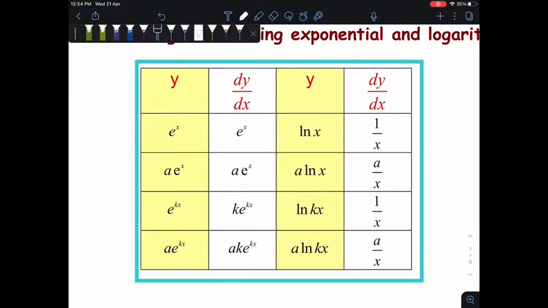E to the power of kx equals k e to the power of kx, and a e to the power of kx equals a times k e to the power of kx, and we will see this in the next examples. Okay, and you know, guys, the ln x, its derivative is 1 over x, and a ln x is a over x. If we would like to find the integral of 1 over x, it will be ln x. Integral of a to the power of x, for example, is a to the power of x over ln a, and the integral of 1 over x is ln kx, and so on. Let's take some examples, guys, of this lesson.